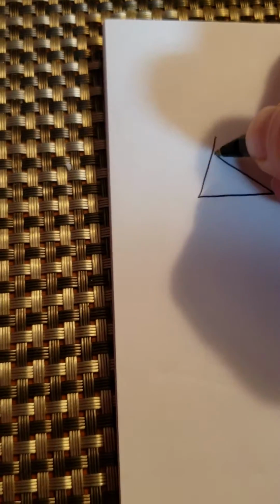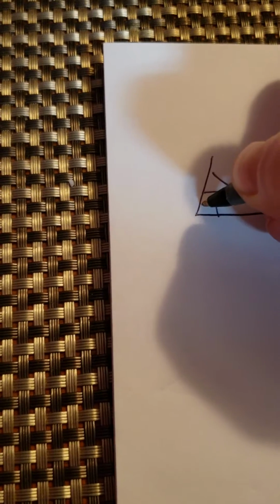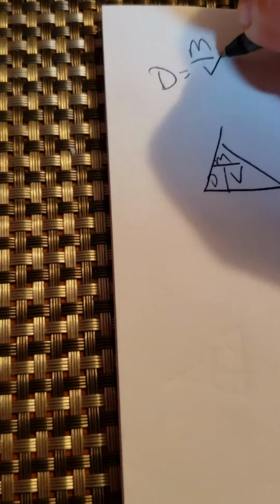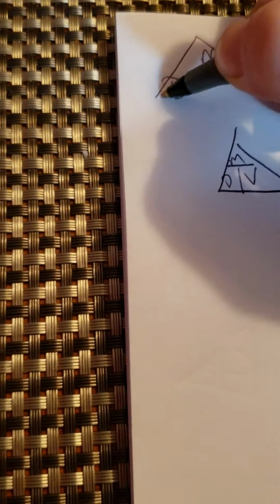So we've already gone over the DMV triangle, which shows you how to find density using the density equation, D equals M over V. All we do is take it and triangle it in. So this is the neater version of that.